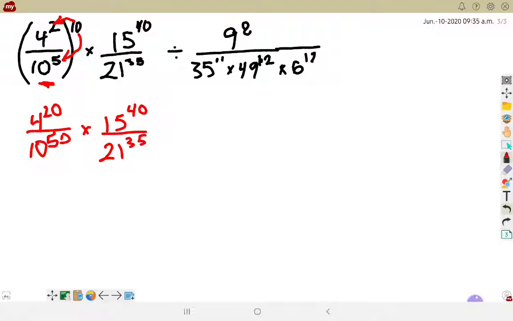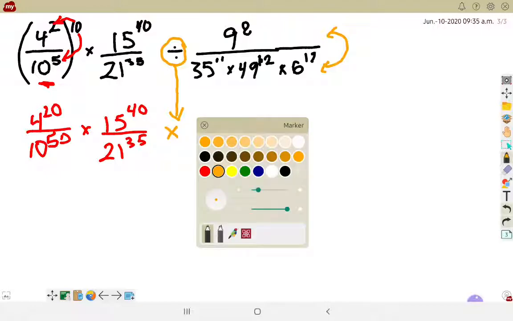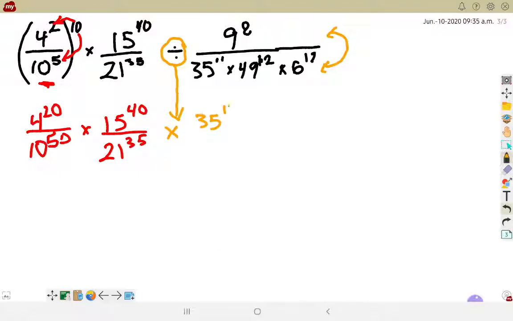Okay, now I have this division sign, and I'm going to change this right away because I'm dividing a fraction, and I don't want to divide a fraction. I would much rather multiply by the reciprocal. So I'm going to flip the numerator and denominator. They're going to trade spots. So I've now got my 35 exponent 11 times 49 exponent 12 times the 6 exponent 12 divided by 9 exponent 8.